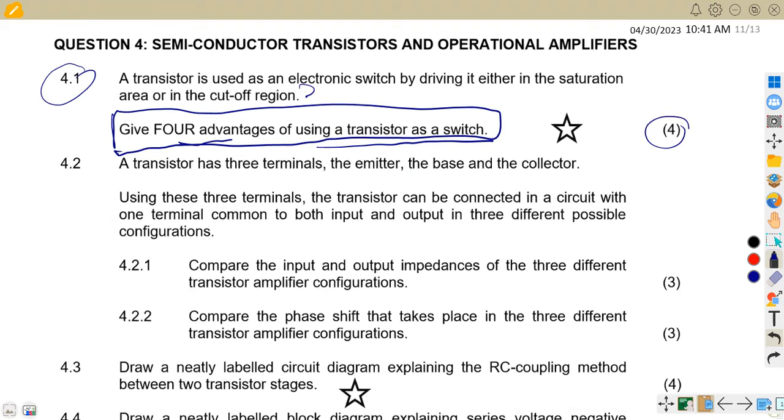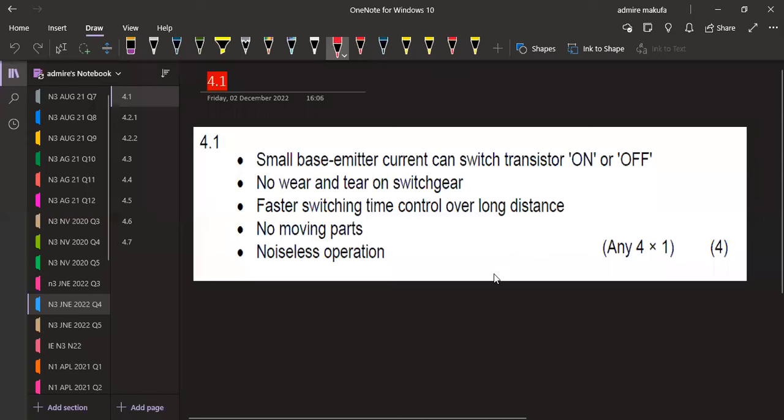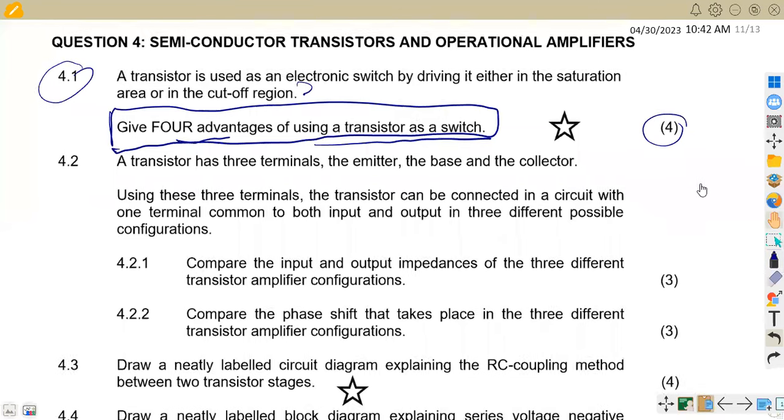All right, so in this case, let me show you what I'm having here. We are given it has the small base emitter current, can switch the transistor on or off. There is no wear and tear on switch gears. It has a faster switching time, control over long distance, and there are no moving parts. It is noiseless. There is noiseless operation if you're dealing with electronic gadgets like a transistor. All right, so this can be of benefit or an advantage of using transistor as a switch.